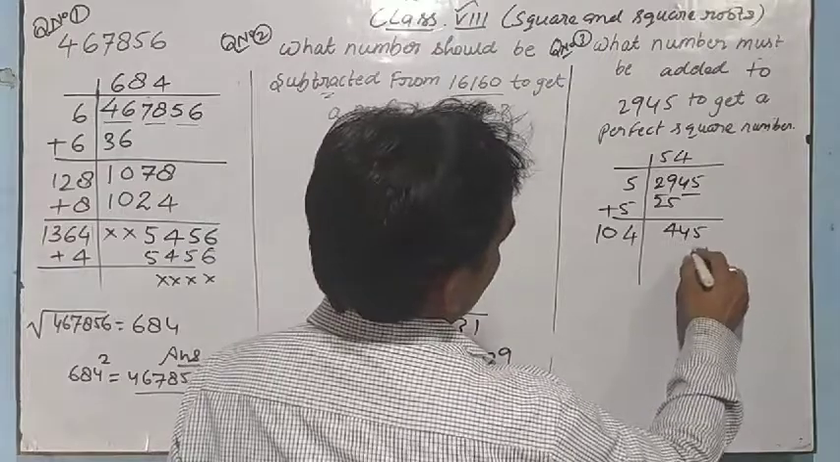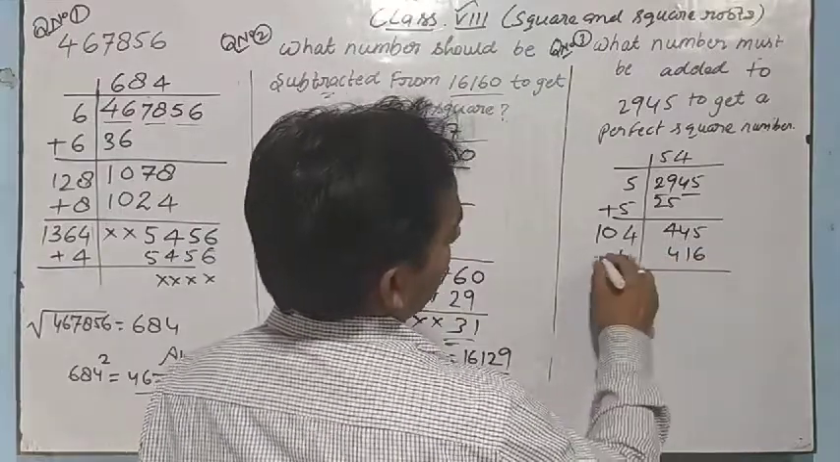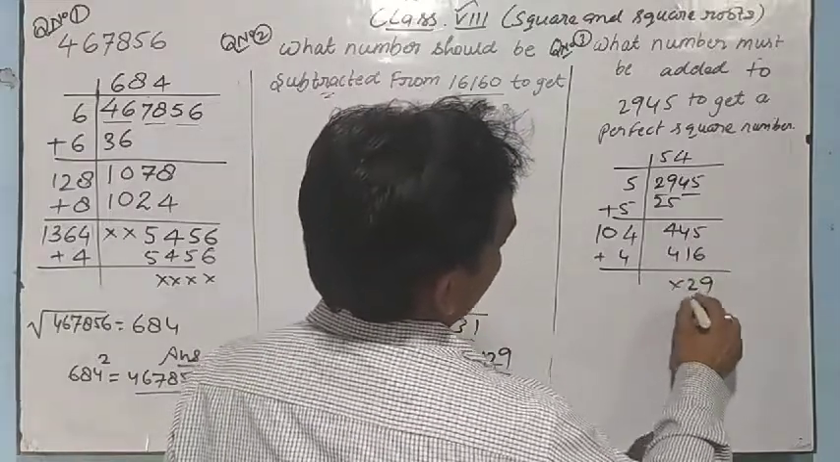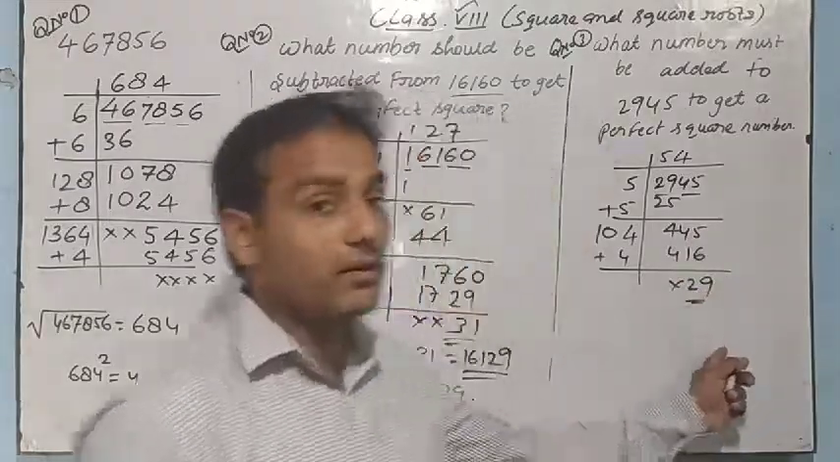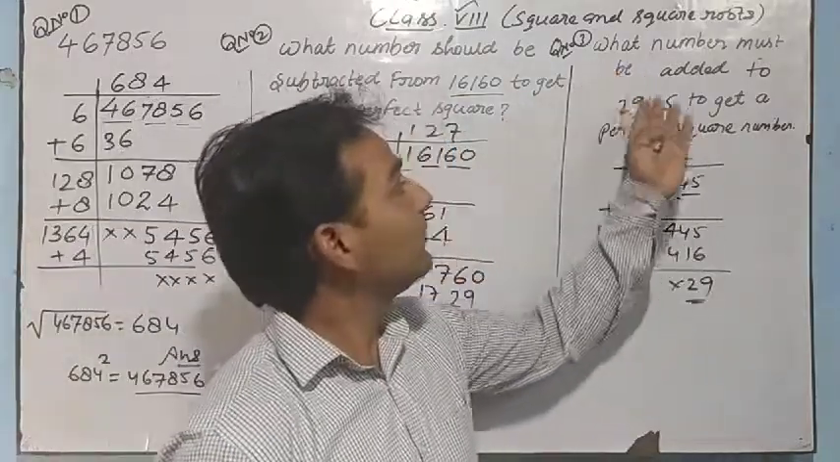So 4 4s are 16. 4 0 4, and now 4. So we will get 15 minus 6 is 9, 3 minus 1 is 2. This 29 is the remainder. But now the question is, what number should be added?